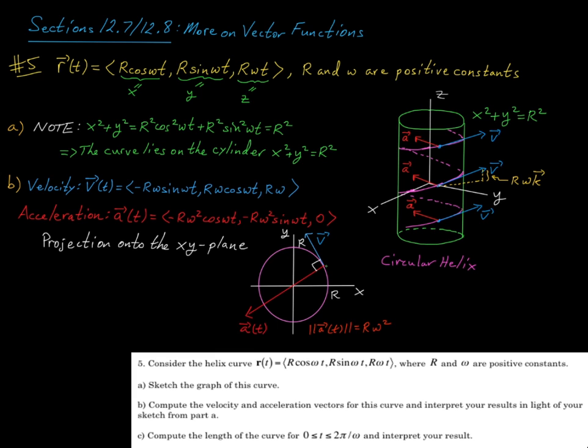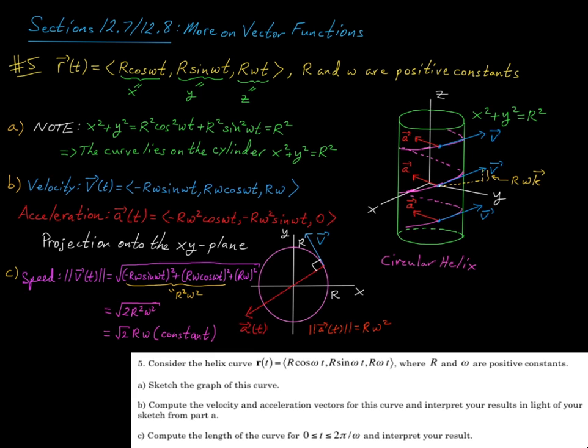It says to compute the length of the curve as t varies from 0 to 2 pi over omega and interpret your result. Okay, well, if I'm going to compute the length, I'm going to start out by computing the speed of a particle moving along the helix as described by this position vector r of t.